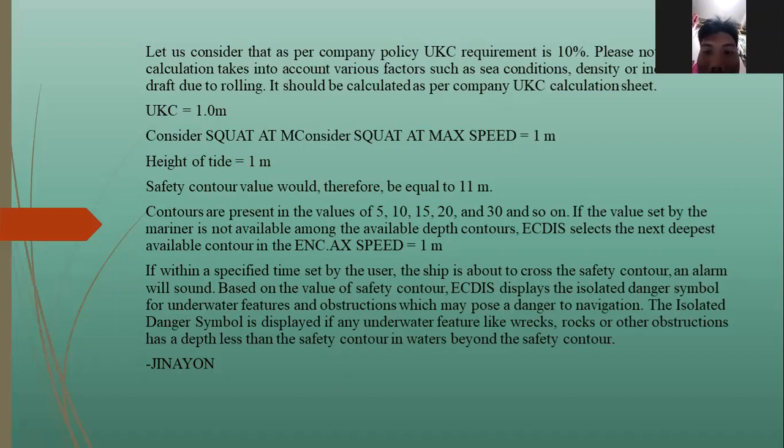ECDIS also displays the isolated danger symbol for underwater features and obstructions which may pose danger to navigation. So ECDIS displays those symbols that a navigator can see for isolated dangers for underwater features. The isolated danger symbol is displayed if any underwater features like wrecks, rocks, or other obstructions have a depth less than the safety contour, in waters beyond the safety contour.